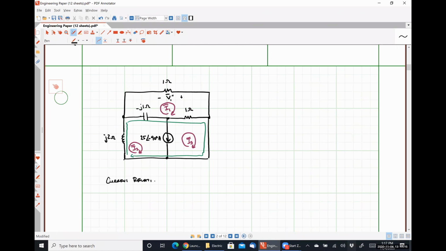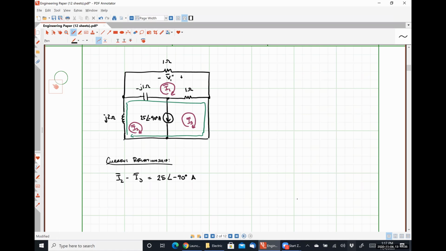What is that going to be? I2 minus I3 is equal to 25 angle negative 90 degrees amps, okay?